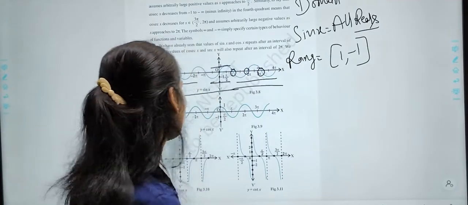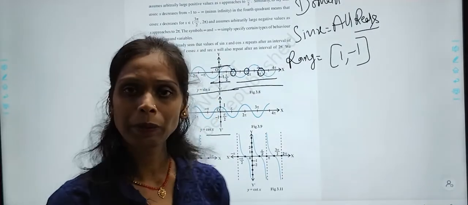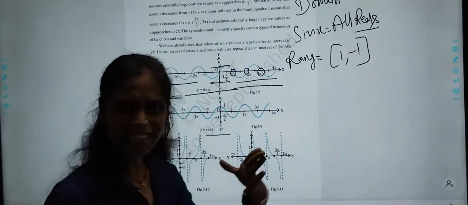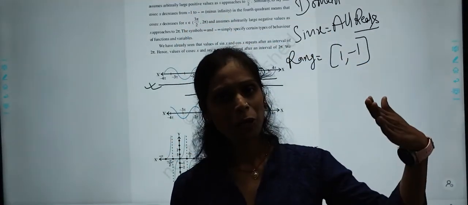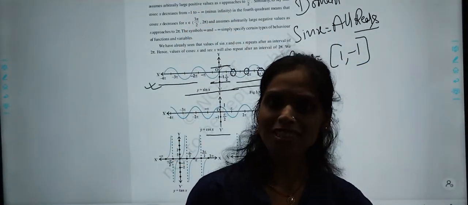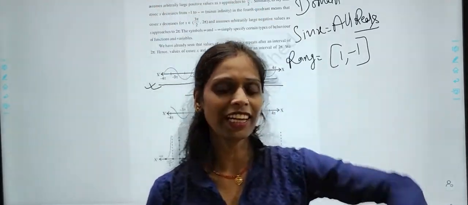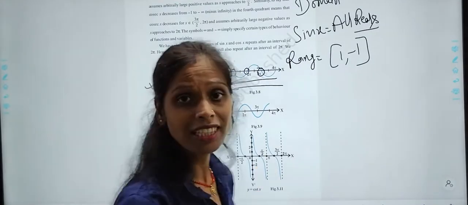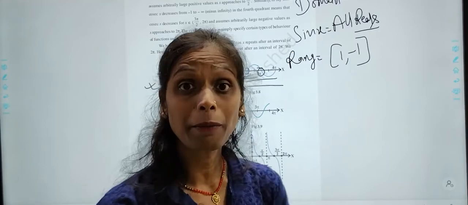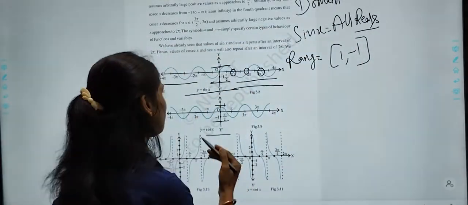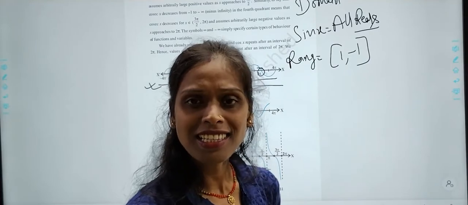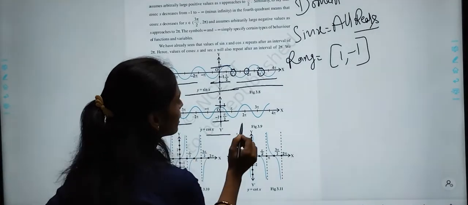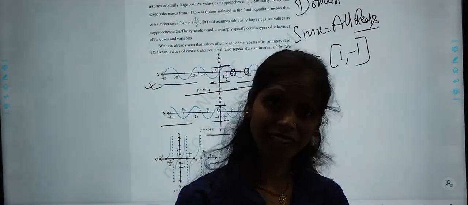Like that, you come to cos theta. This is the cos theta graph. Then you see here what the range and domain are. Like sin theta, the graph of cos theta is like a wave. The range remains the same as sin theta, whereas the domain is also all reals.